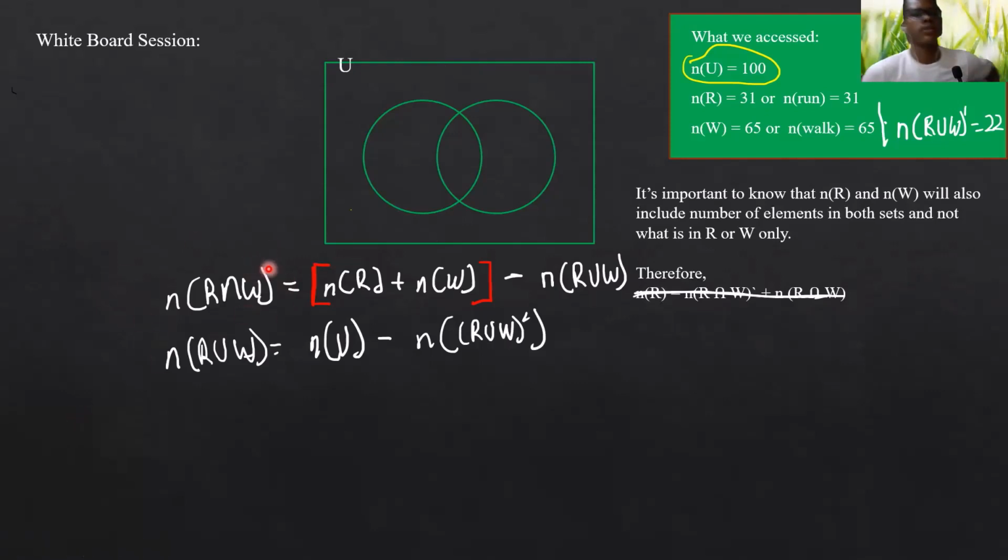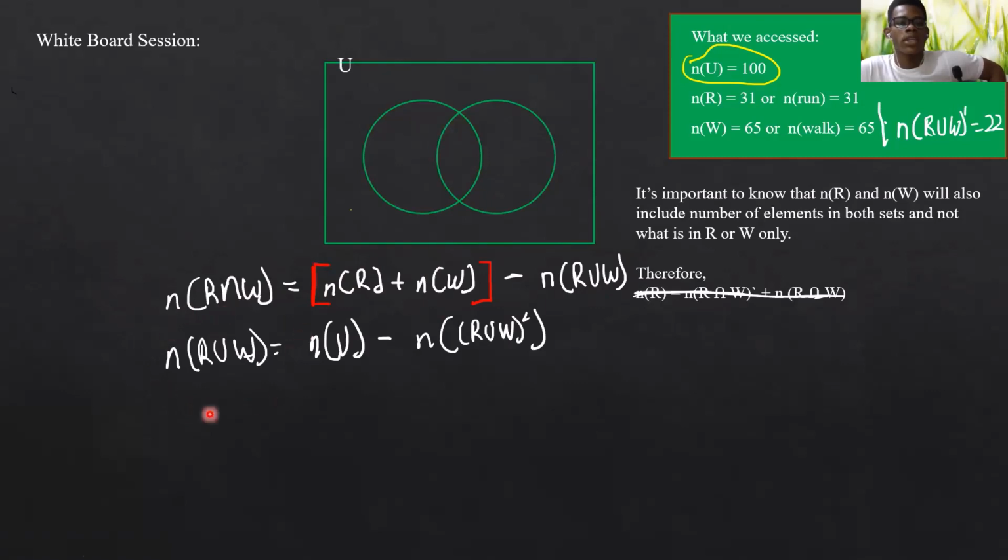The intersect would be equal to the sum of the two sets, the entire set, right? Number of elements in R plus the number of elements in W, not the onlys, the entire set. So the sum of the two sets subtracted by the union is equal to the intersect, right? That's what we're going to give you, the intersect.